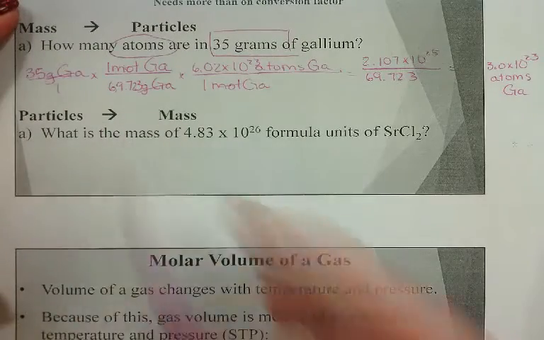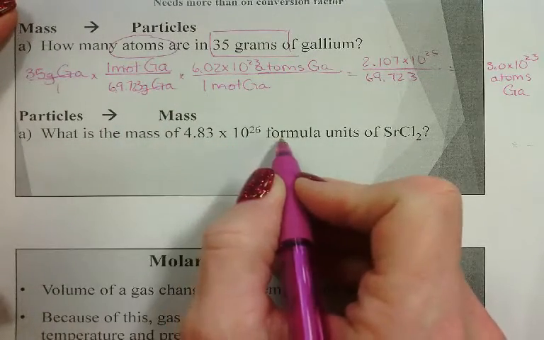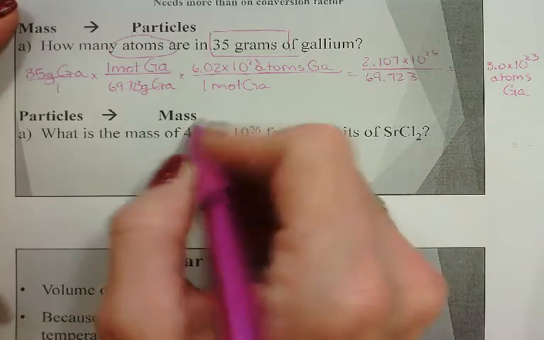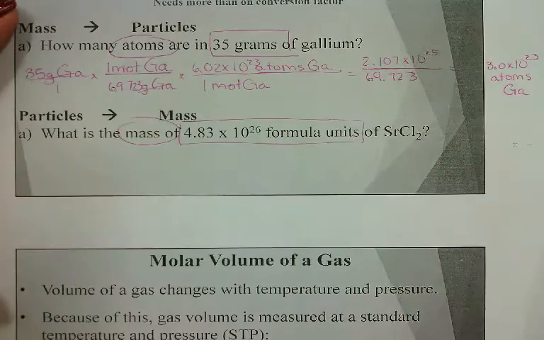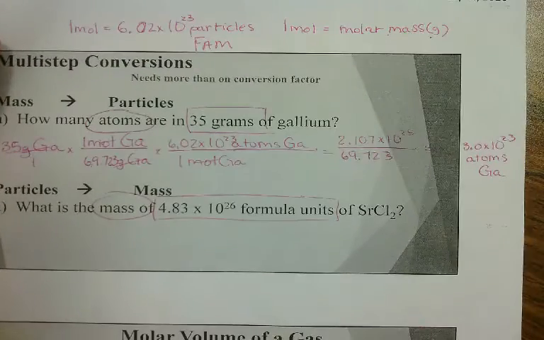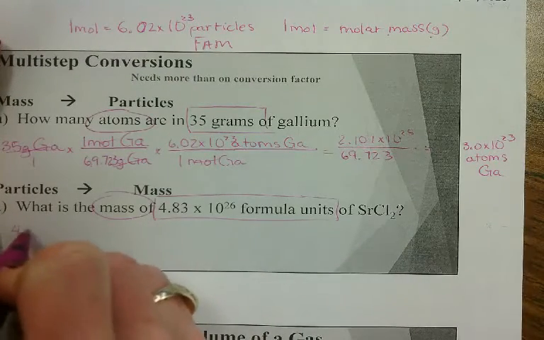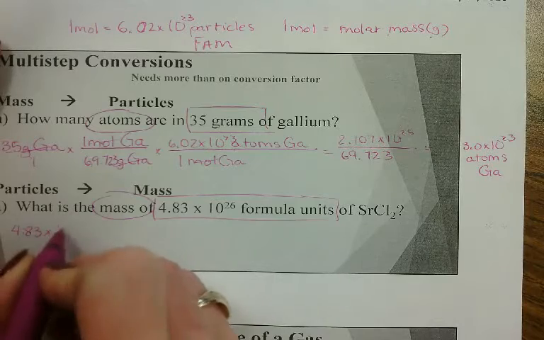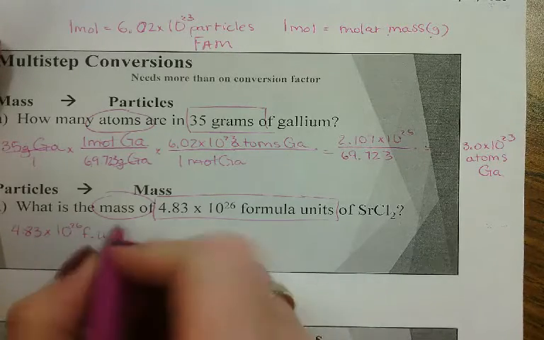This one we're going to go particles to mass. What's the mass of 4.83 times 10 to the 26 formula units of strontium chloride? So that's my given. That's my unknown. Still got my conversion factors up here. So I start by writing my given, 4.83 times 10 to the 26 formula units of strontium chloride.